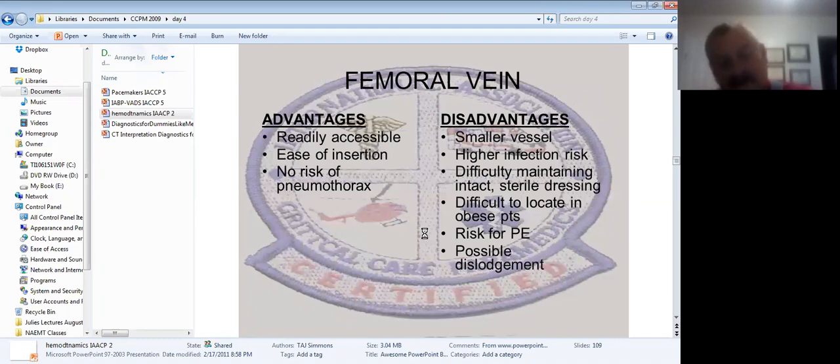And then femoral cannulation is actually pretty easy. It's accessible. There's no risk of pneumothorax. If you pop a lung from a femoral vein insertion, we have a real problem with your anatomic reference points.